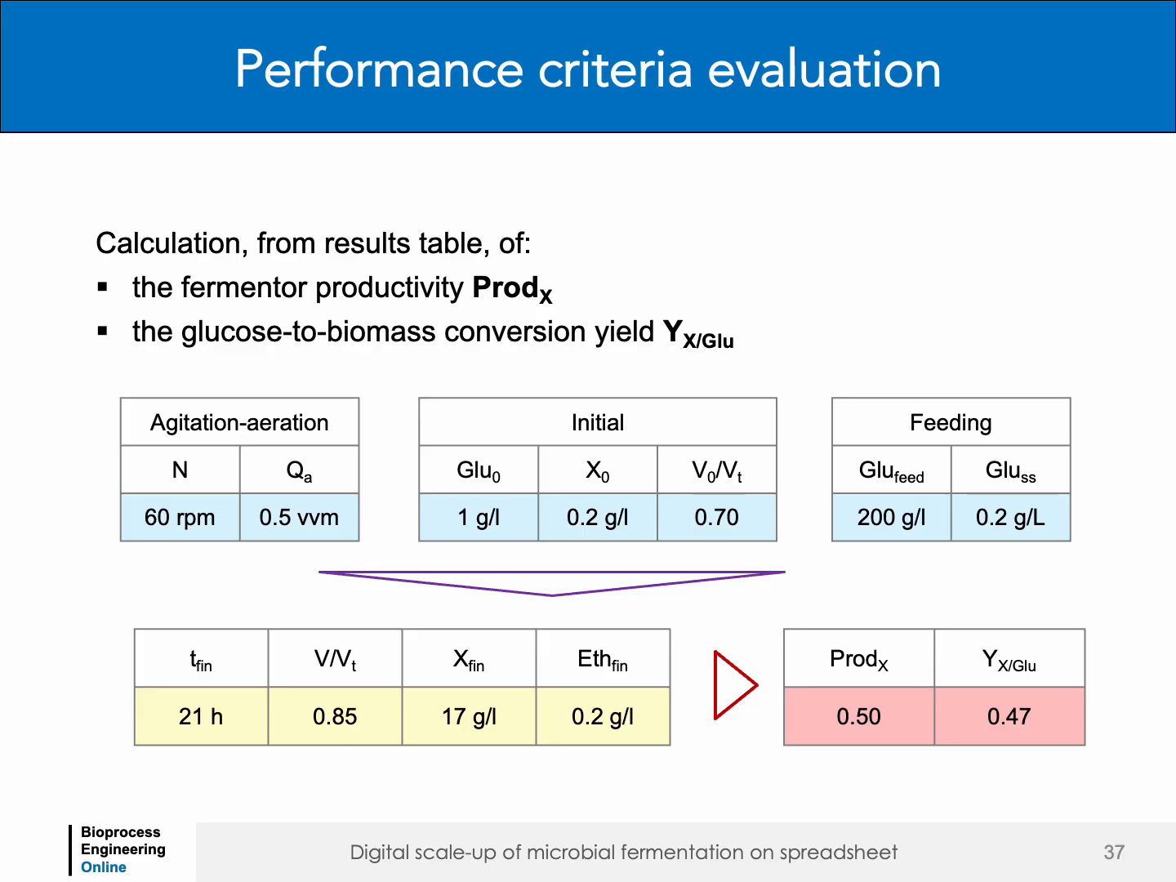In the fed batch spreadsheet, the two optimization criteria, productivity prod X and sugar-to-biomass conversion yield Yx over GLU, are calculated from the final volume fraction V over Vt and the final biomass concentration X fin as functions of the operating variables. Their values are displayed in the extended final results row of the spreadsheet.